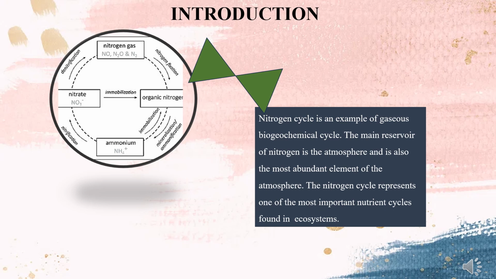The nitrogen cycle represents one of the most important nutrient cycles found in ecosystems, and nitrogen, an essential element of all protoplasm, is a required nutrient for all living organisms to produce a number of complex organic molecules like amino acids, the building blocks of proteins, and nucleic acids, including DNA and RNA.